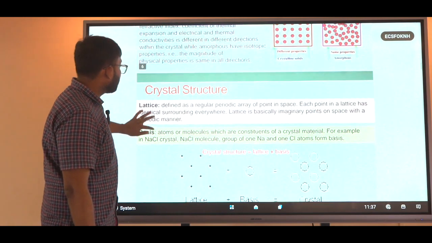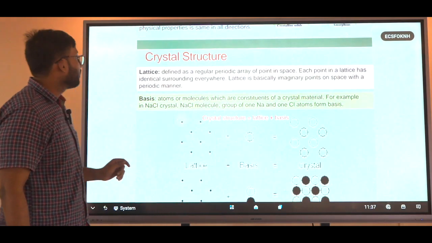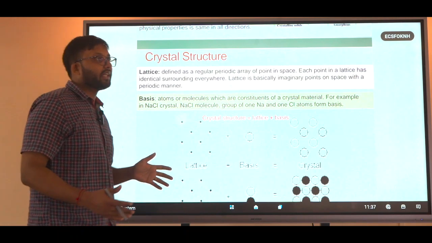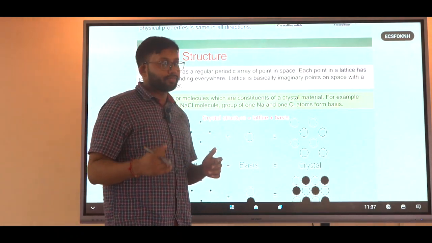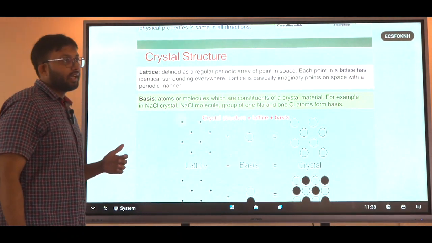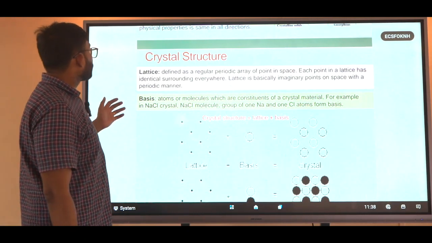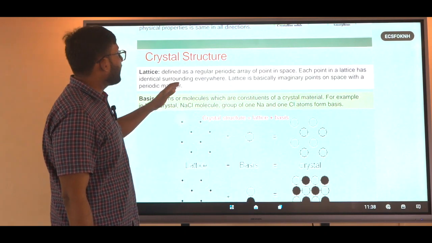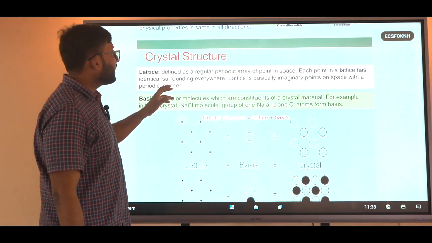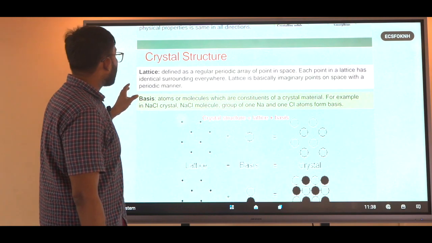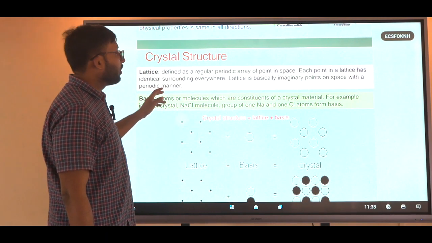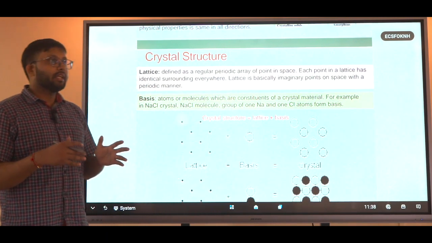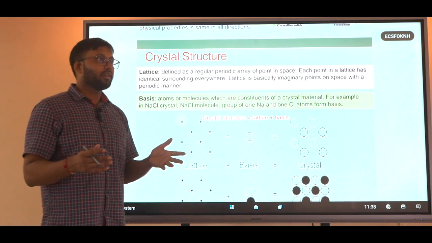Now let's see what is crystal structure. So crystal structure is basically divided into 2 points. Number one is basis and another is lattice. So what is lattice? Lattice is defined as a regular periodic array of points in space. Each point in a lattice has identical surrounding everywhere. So basically lattice is an imaginary point in space.